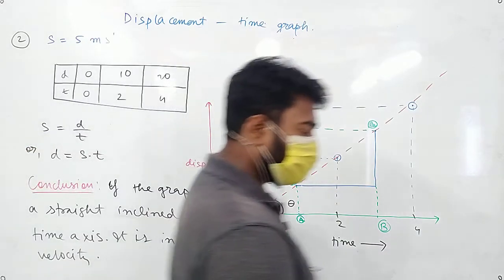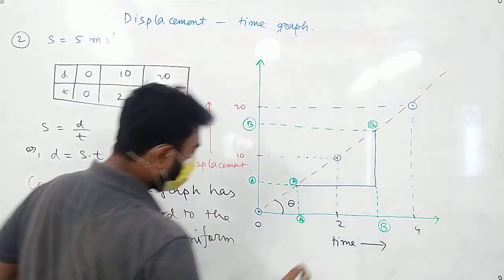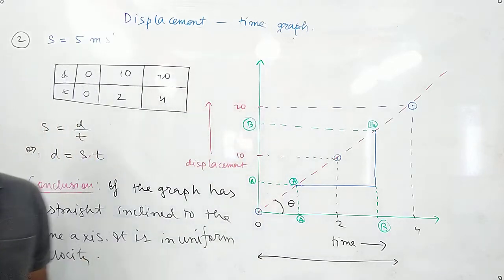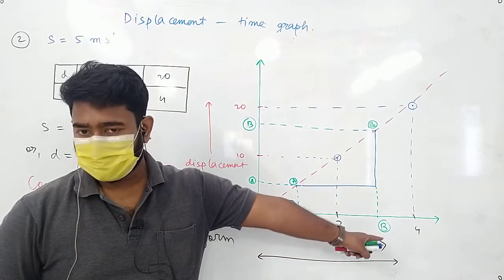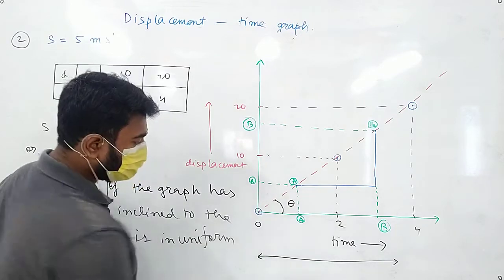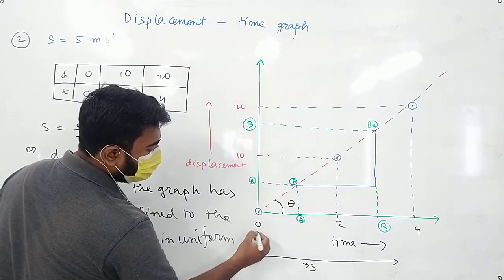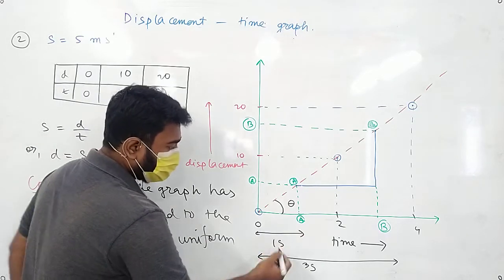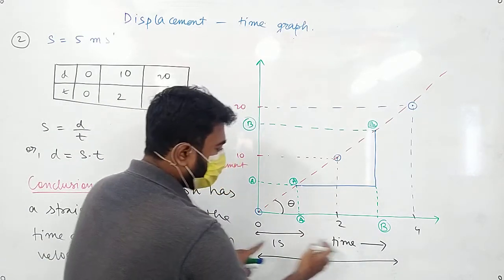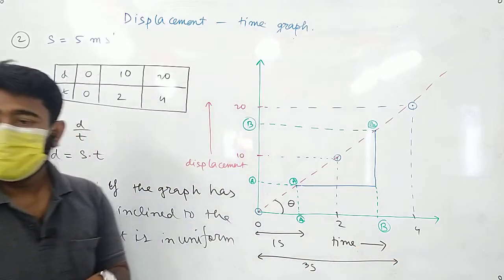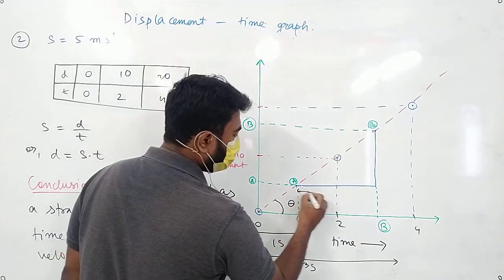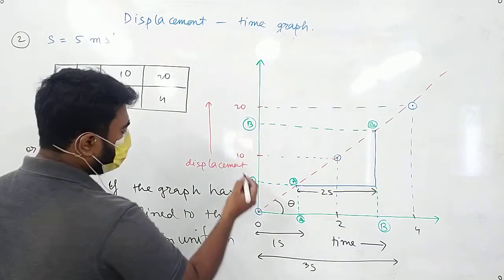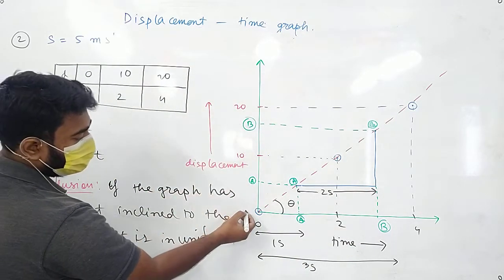Can you tell me what is the time from 0 to B? If this is 2, yes, 3 seconds. Right? So this is 3 seconds. Can you tell me the time from 0 to A? 1 second. Then if it is 3 seconds and if it is 1 second, what is this interval? 2 seconds. So this one is 2 seconds. Is that clear? Okay.